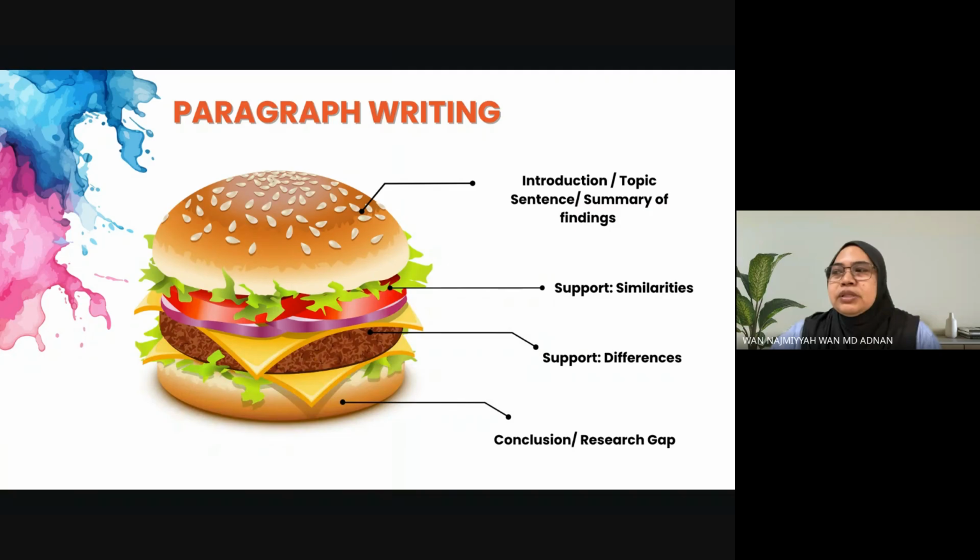For example, if you are writing a 10 paragraph essay on literature review, your first paragraph is going to be the introduction. Your last paragraph will always be the conclusion. The middle parts are the supporting details, meaning the middle paragraphs, the writing paragraphs. The writing paragraph will always start like this as well: you start with a topic sentence, then you support with similarities and differences, and you end it with a research gap.